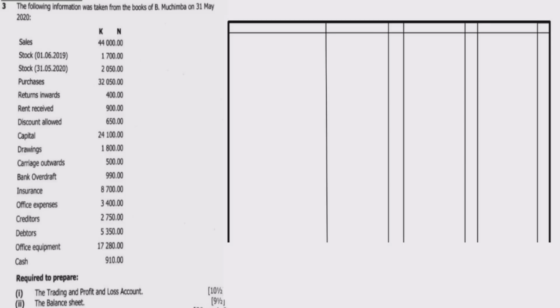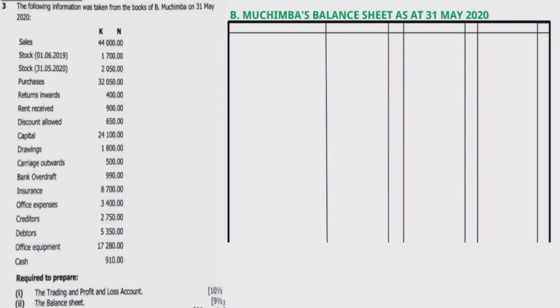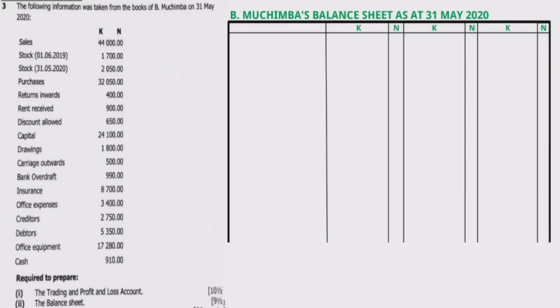Now once we have come up with a frame for the balance sheet, the next thing we need to do is start making the balance sheet for Mr. Mchimba. So first I'm going to write the heading, which should be B Mchimba's balance sheet as at 31st May 2020. This is also very important: make sure that you don't mix up the dates. You make sure that you take the actual dates. Then I'm going to write the kwacha and then go in those areas.